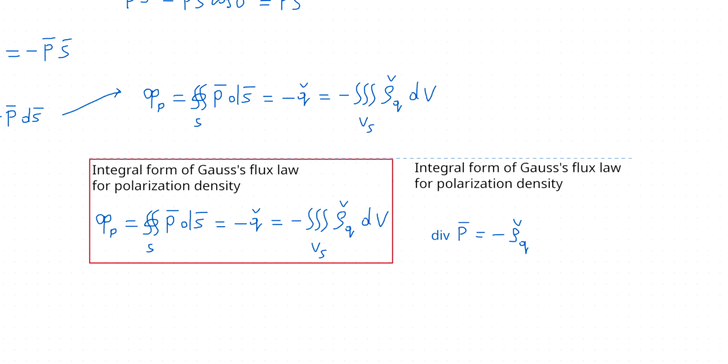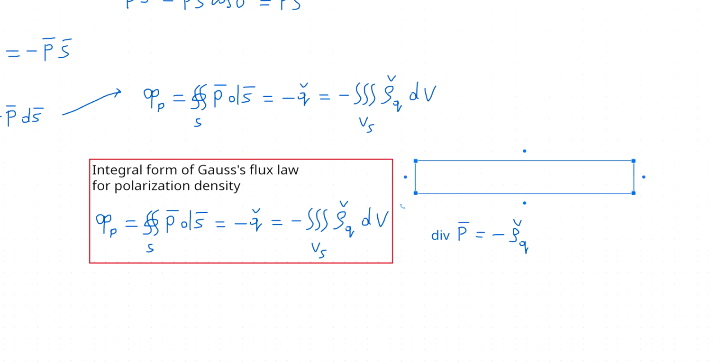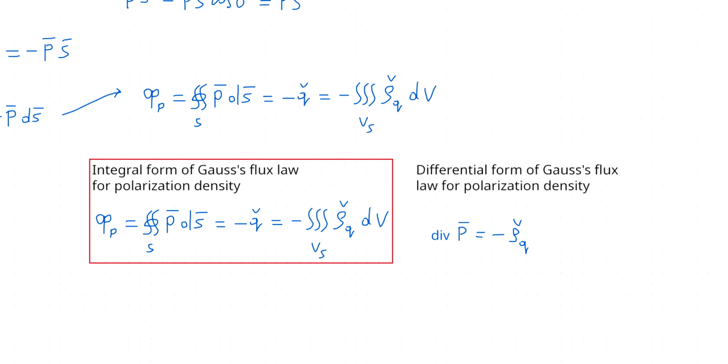Now, this is the differential form of the Gauss flux law for polarization density. Okay, do you have any questions? No questions.